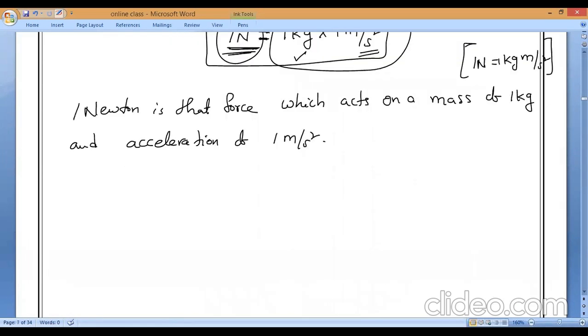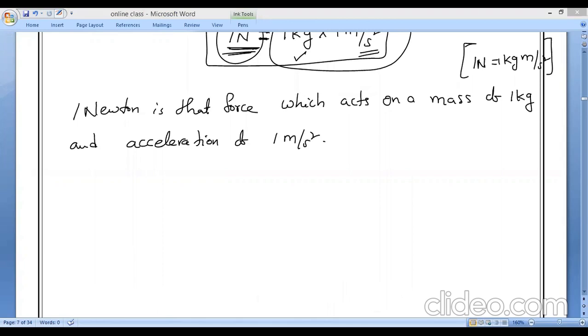Next, the CGS unit. You already know; I already taught you. What is the absolute unit of force in the CGS system called? Nobody is answering. It is called dyne.